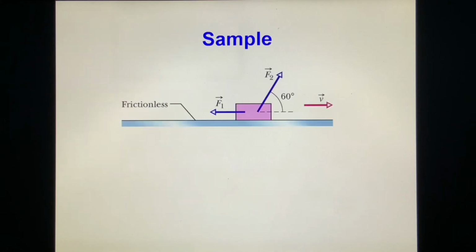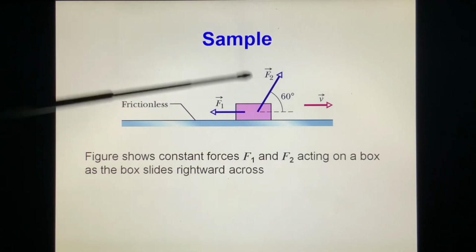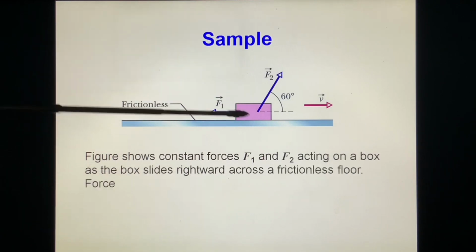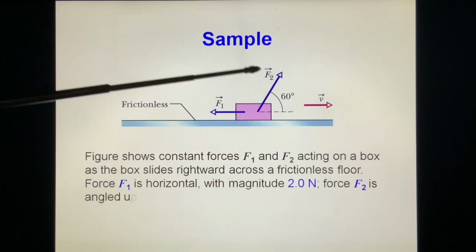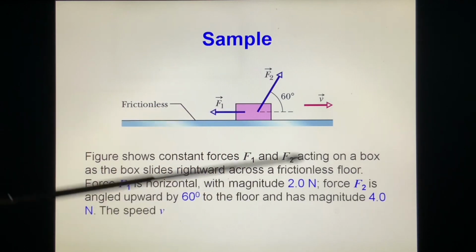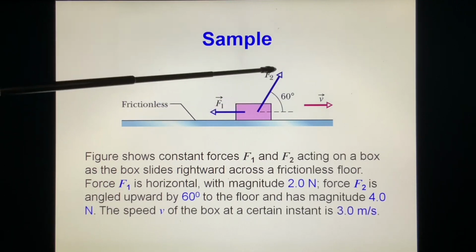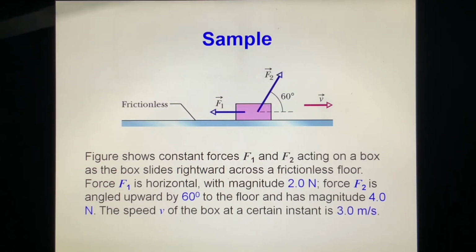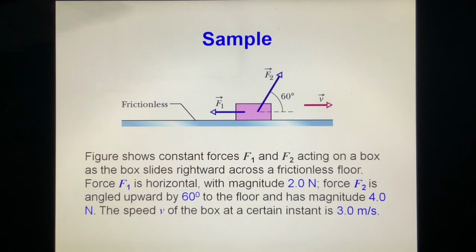Sample. The figure shows constant forces F1 and F2 acting on a box as the box slides rightwards across a frictionless floor. F1 is horizontal with magnitude 2.0 newton. F2 is angled upward 60 degrees to the floor and has magnitude 4.0 newton. The speed v of the box at a certain instant is 3.0 meter per second.